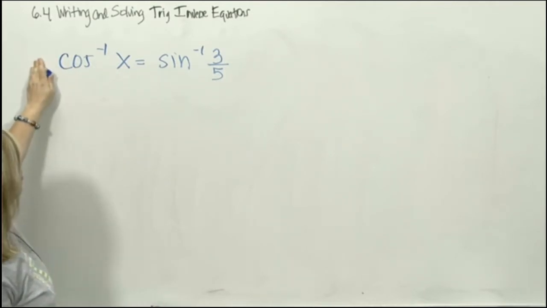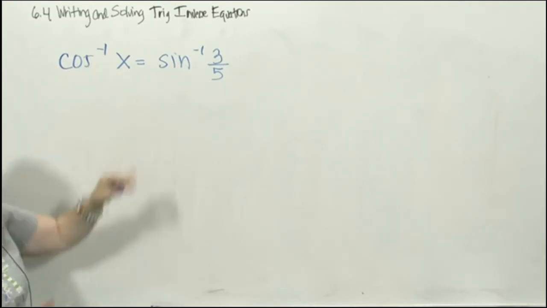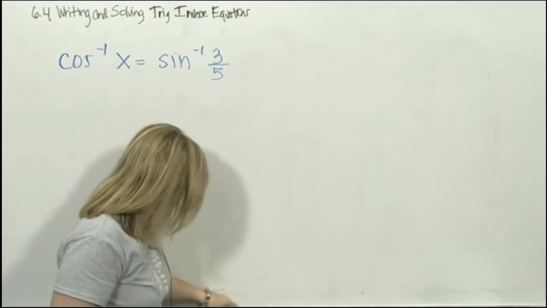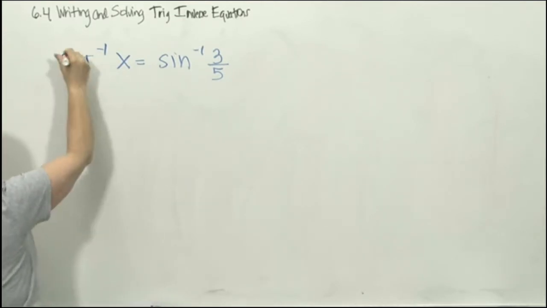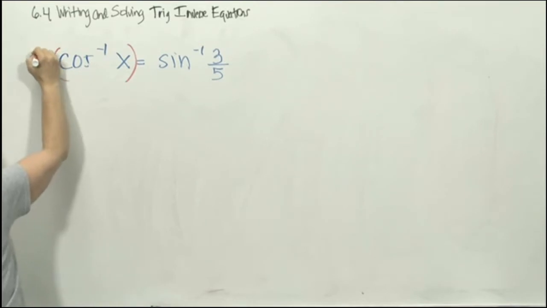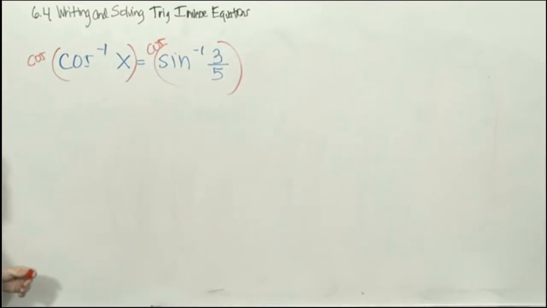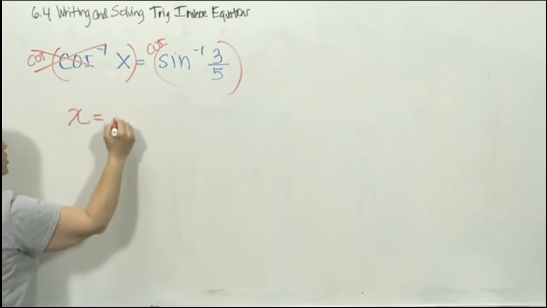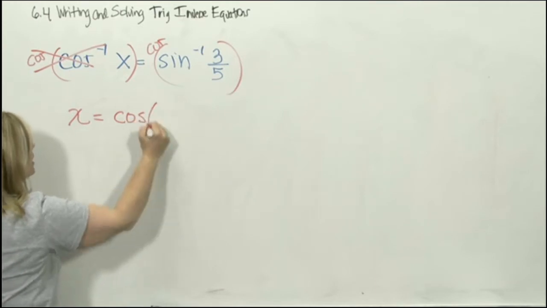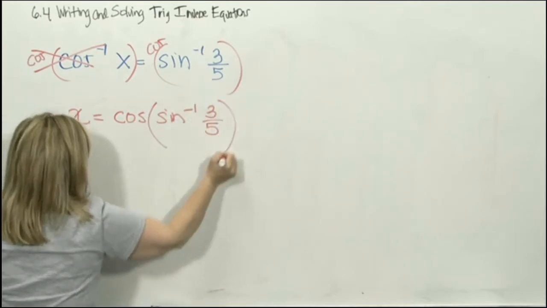Well, this is easy. There's nothing to move at all. There's nothing connected to cosine inverse x. So all you've got to do is get this word off that x. The opposite of cosine inverse is doing a cosine. Make sense? This is going to cancel. There's the x equals. This is written on the right side as cosine of sine inverse of 3/5.